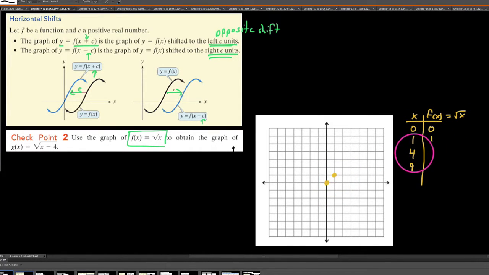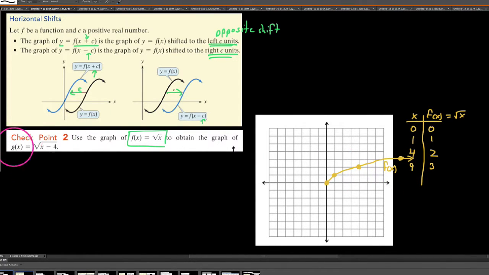But also the square root of 4 is 2. So I would go right 4 up 2, and that point would be here. And then right 9 would take us up 3 since the square root of 9 is 3. If this is 4, we got 5, 6, 7, 8, 9. It'd be somewhere in this neighborhood. But here's our parent function right here. There we go. It's like half of a sideways parabola. So here's our f of x.